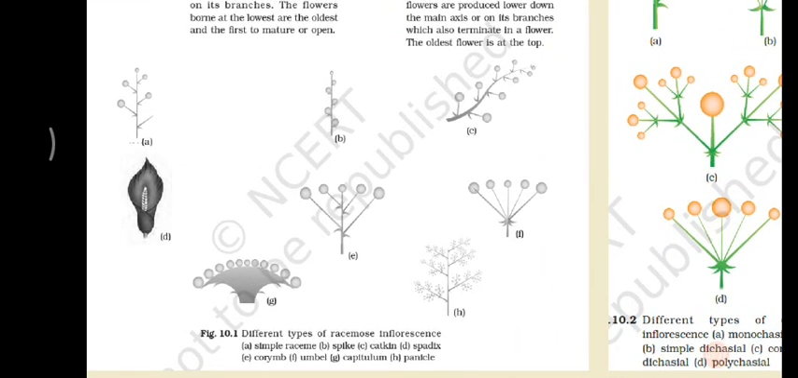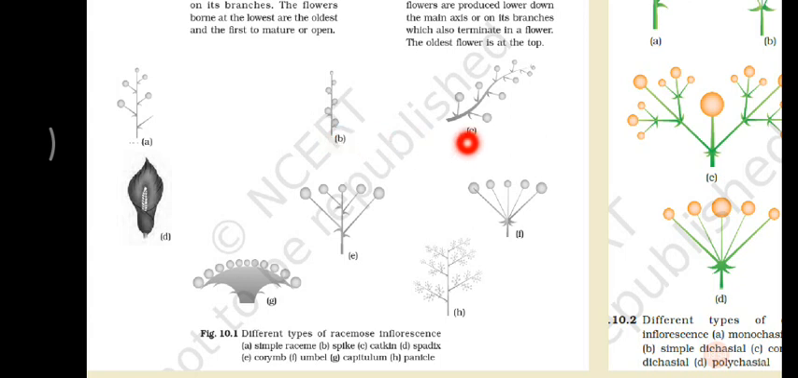As per the practical syllabus, they have given 7 different types of racemose inflorescence. The first one we call a simple raceme or typical raceme. The second one we call a spike. The best example is Achyranthes aspera, or you call it Uttaranicadic. That is the best example of spike.